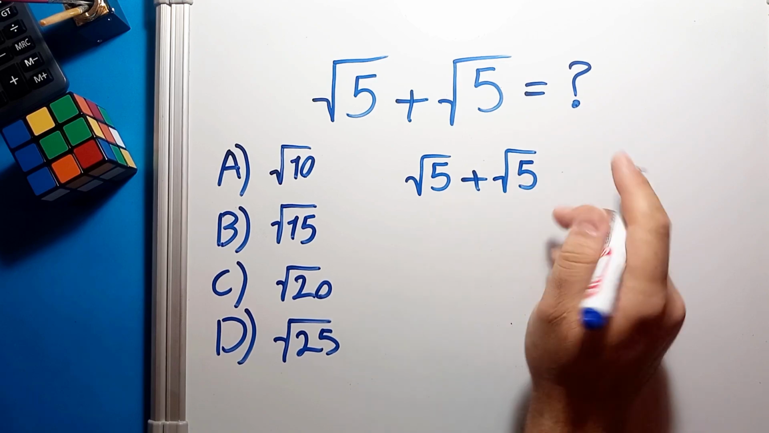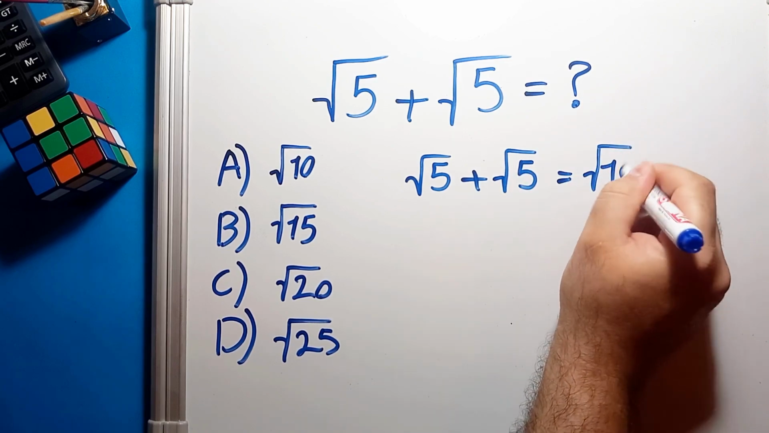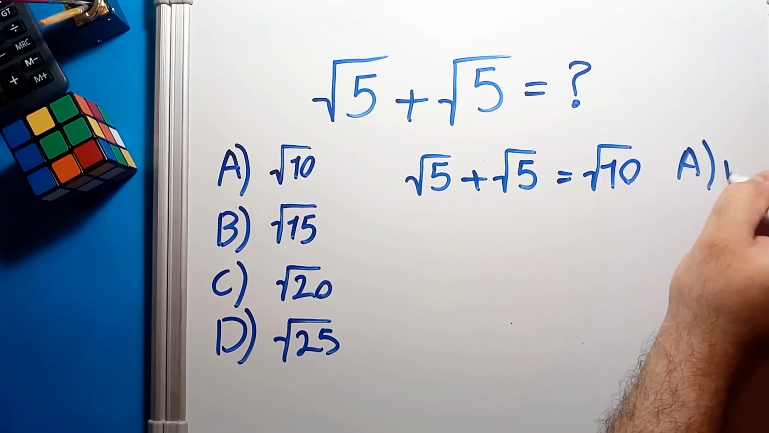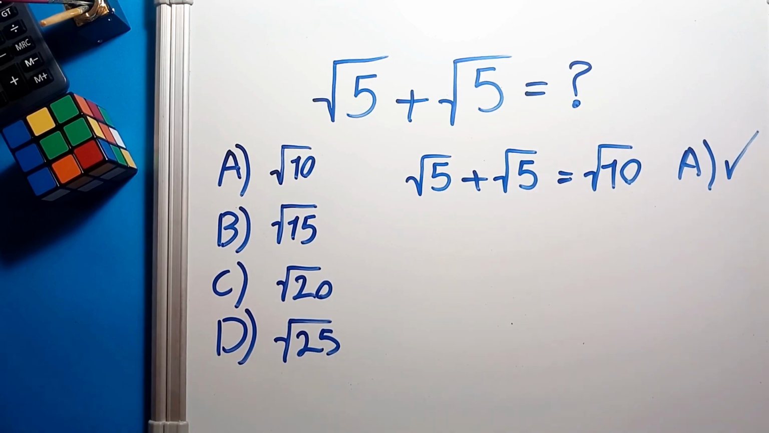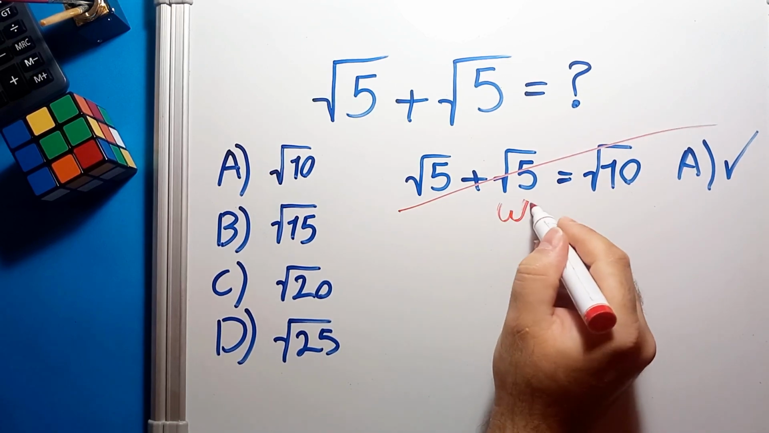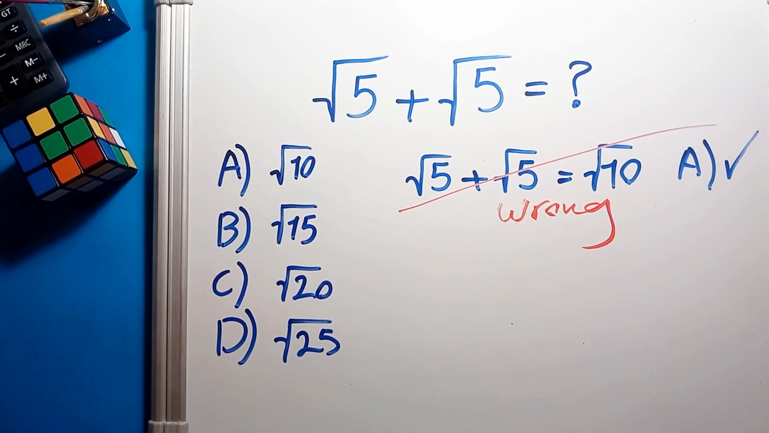The answer is just square root 10. Why? Because they think square root 5 plus square root 5 equals square root 10. But I have to tell you, that is completely wrong. So what's the correct answer?